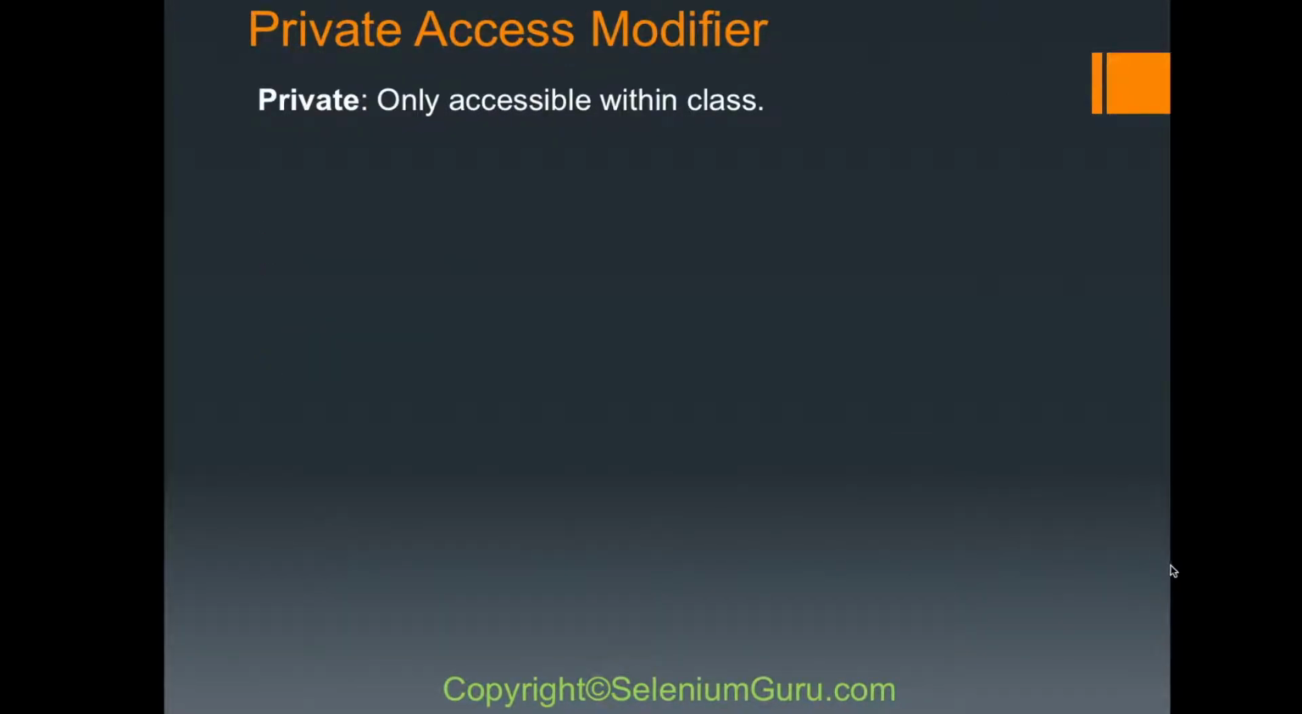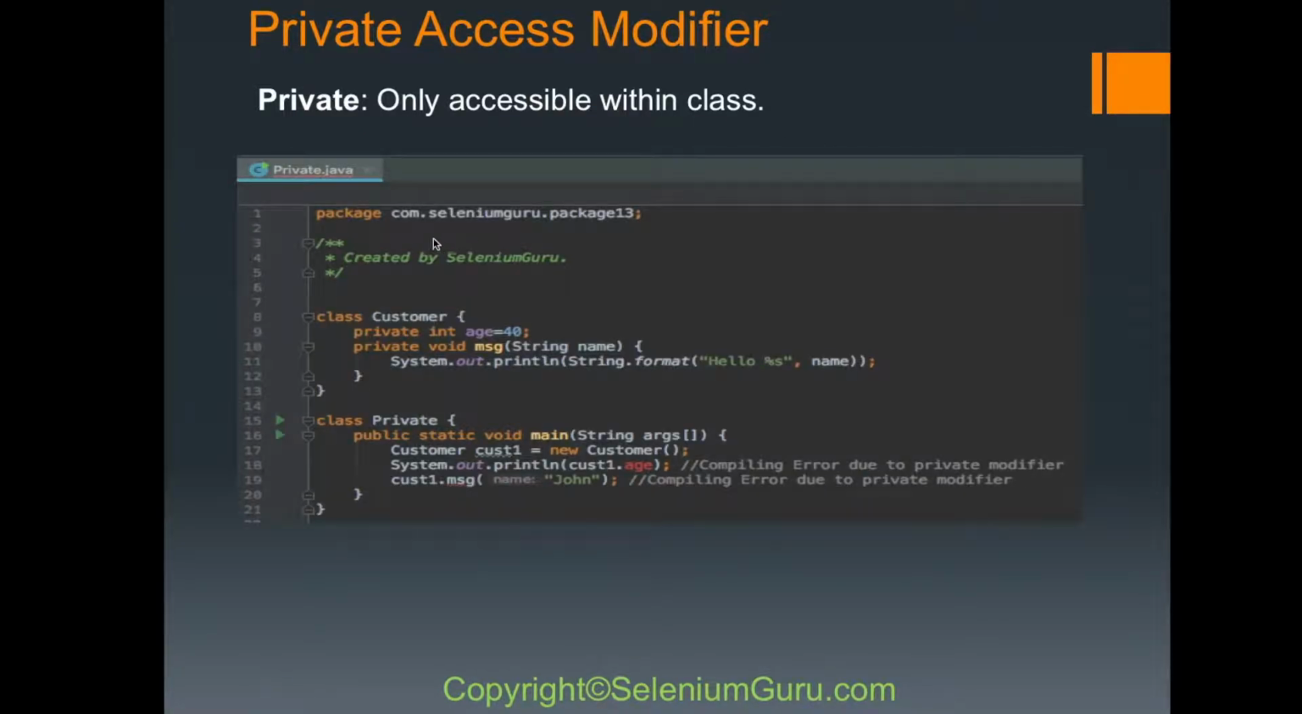Now let's try to understand how the private access modifier works. Like I said, private means only accessible within the class. If you look at this class Customer, I created this variable age and declared it private, so it's a private variable. I also have this private method here, messages, a void method, so it doesn't return anything. It has a parameter, string name, and it's going to say hello, whatever the name is.